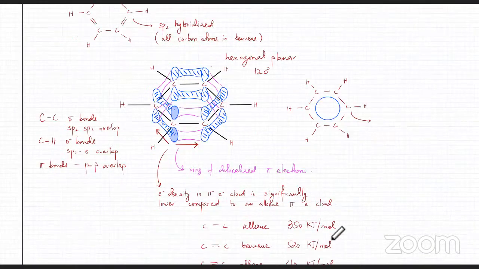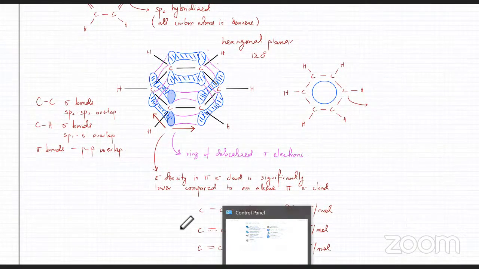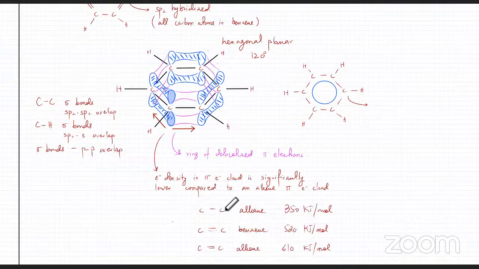Which is also reflected in the bond strength. You've got a single bond, you've got a double bond, that's a pi bond, and benzene is somewhere in the middle. So this thing over here is in between a single bond and a double bond. It is not exactly a double bond, because in a double bond, the electrons are in one place. Over here, the electrons are distributed on both sides.